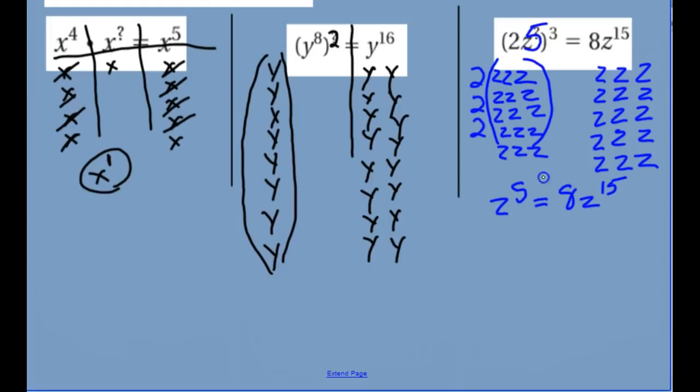Now we need to make sure that our 2's line up. So 2 times 2 is 4, times 2 is 8. So we know that 2z to the 5th, to the 3rd power, would give us 8. Sorry, not 8z here. We would have 2z to the 5th to the 3rd power equals 8z to the 15th.